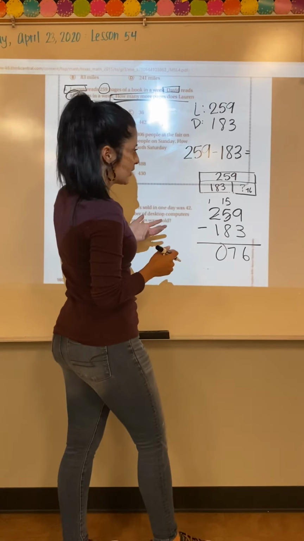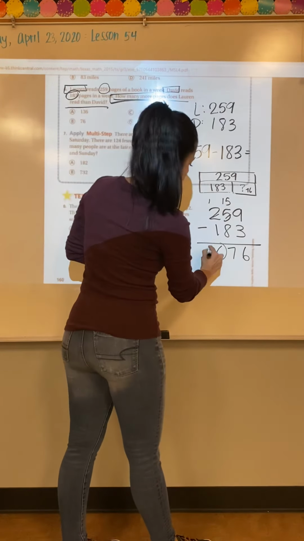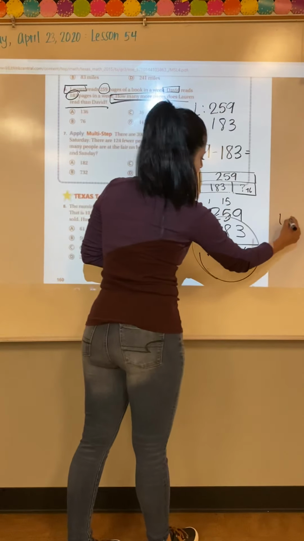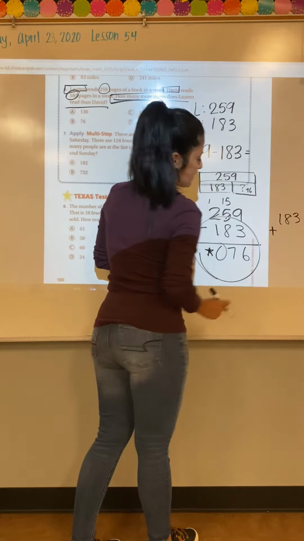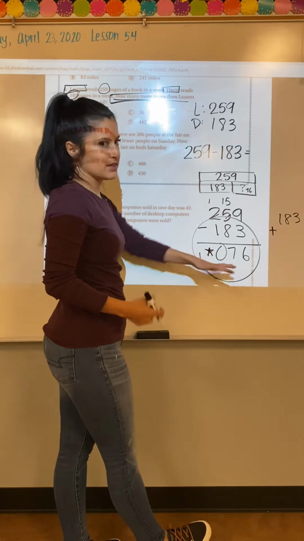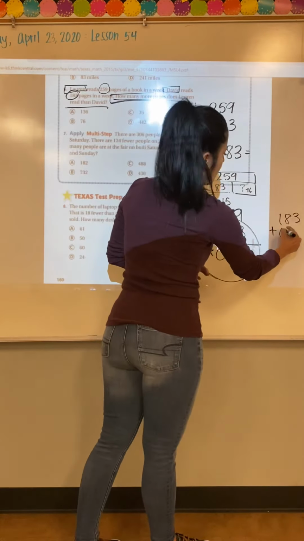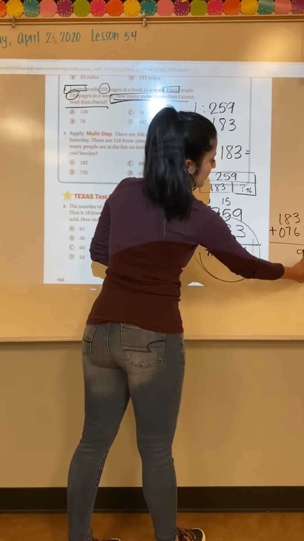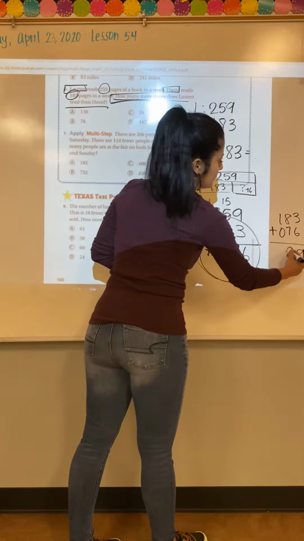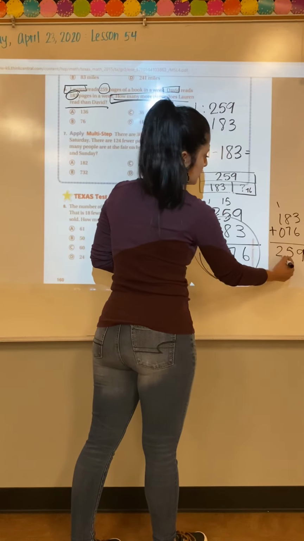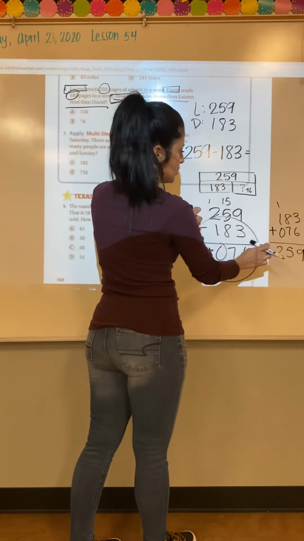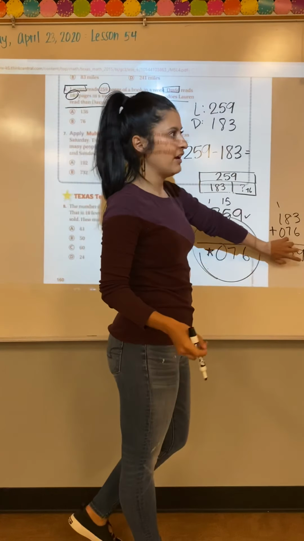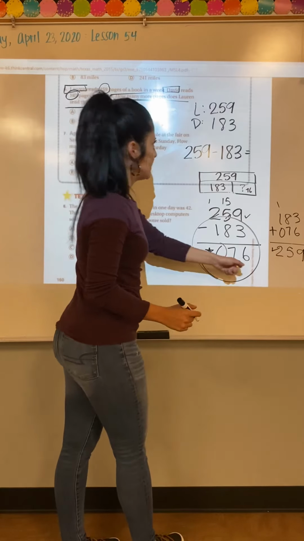All right, so let's check. We think our answer is 76. Let's use our inverse operation. 183 plus 76. Now remember, 76 has not reached 100 yet. No hundreds. 6 plus 3 is 9. 8 plus 7 is 15. 1 plus 1 is 2. Did we get back up to 259? Yes, so that means we subtracted correctly. That's not our answer. Our answer is 76.